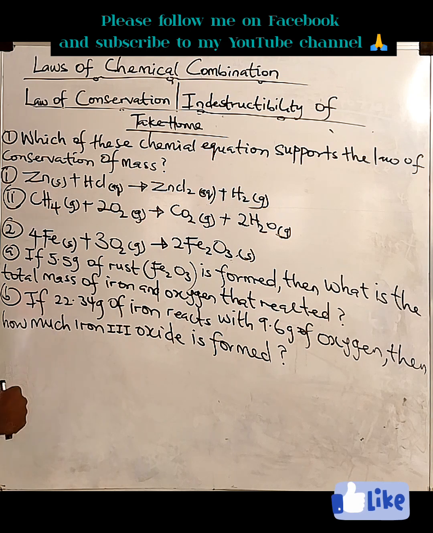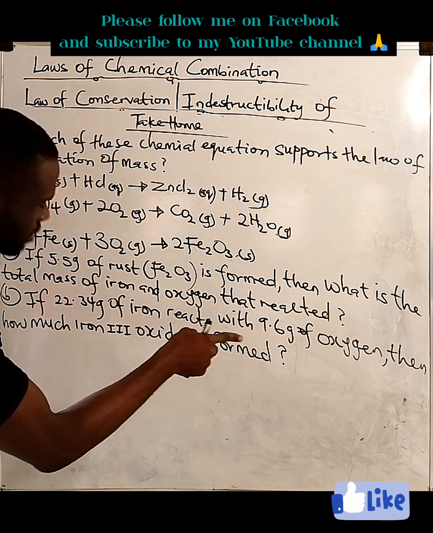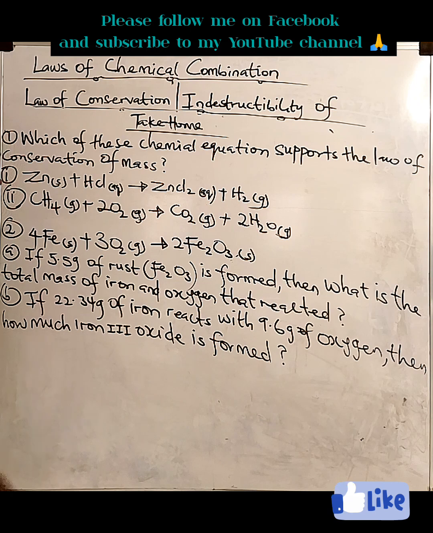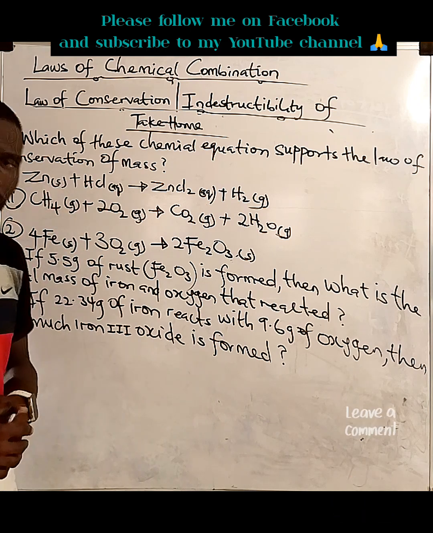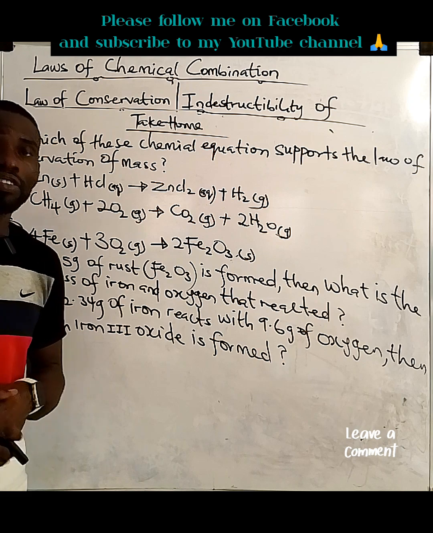So the very last question, if 22.34 gram of iron reacts with 9.6 gram of oxygen, then how much iron oxide is formed? Now, these questions are very simple, provided you got quite a lot from today's lesson. So at this point in time, we're done with the content of today's lesson.